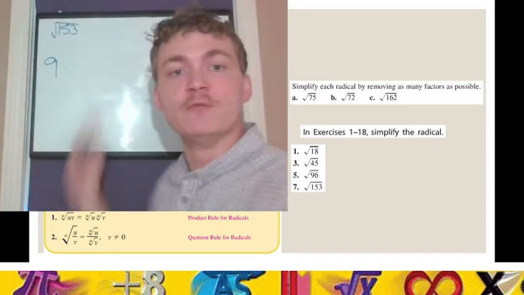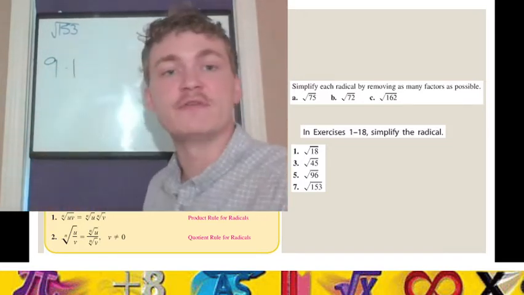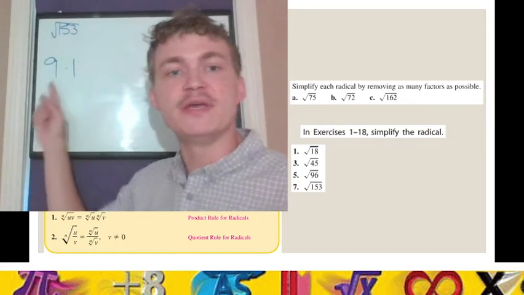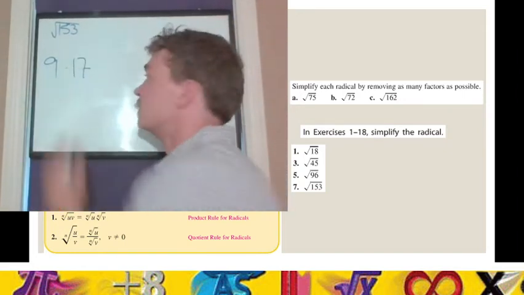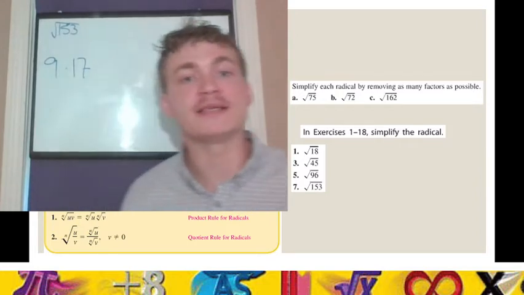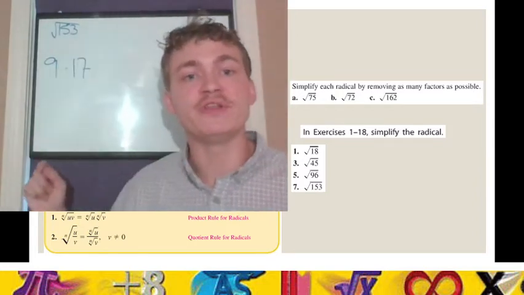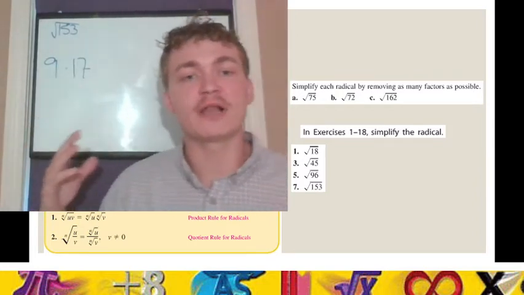9 goes into 15 once with 6 left over. So now we have a remainder of 63. 9 will divide 63 7 times. Thus, 9 multiplied 17 is 153. And we're going to stop right here. We don't need to even try to look any further.